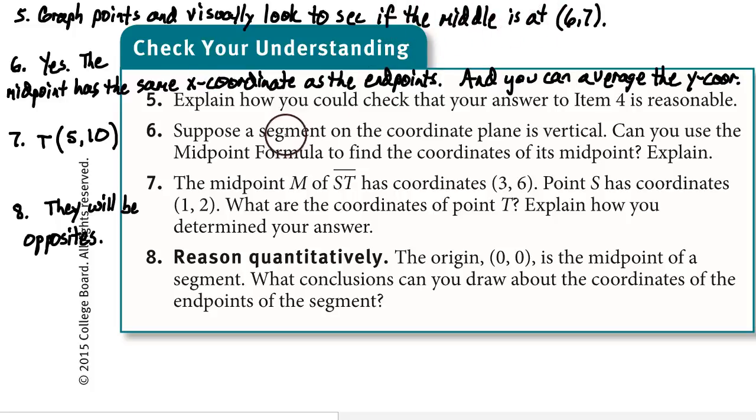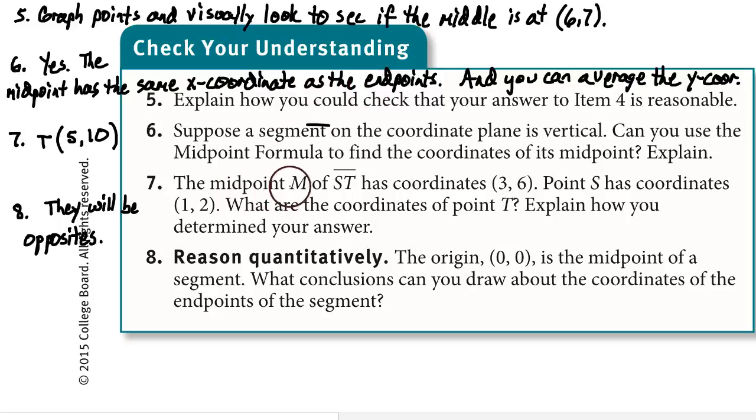Number 6, suppose a segment on the coordinate plane is vertical. Can you use the midpoint formula to find the midpoint? Yes, you can. The midpoint will have the same x-coordinate as the endpoints, and then to find the y-coordinate of the midpoint, you average the y-coordinates of the endpoints.